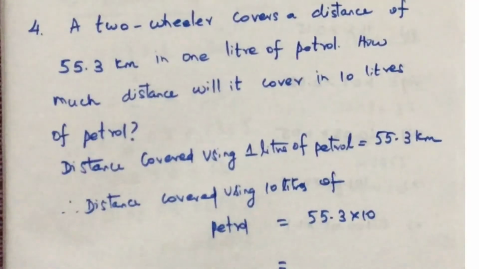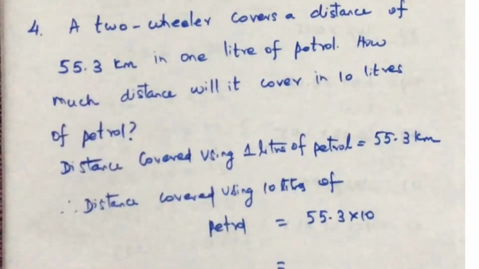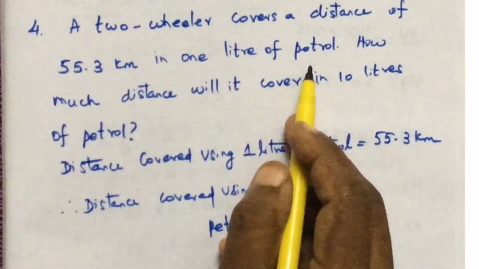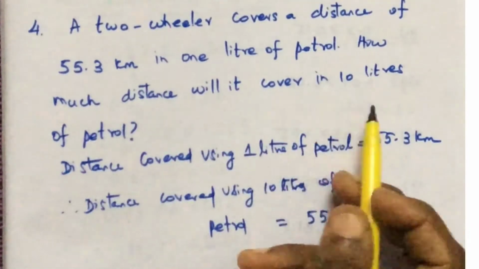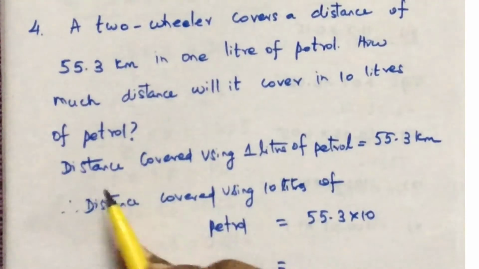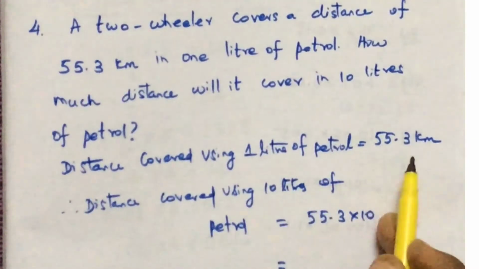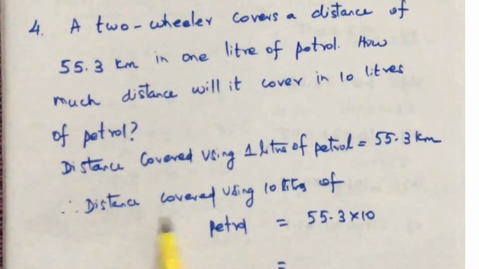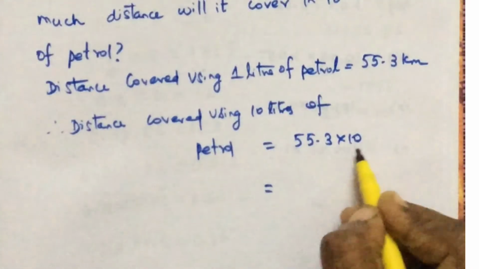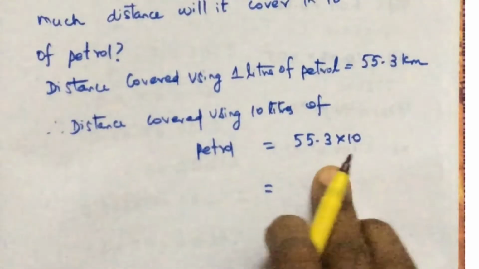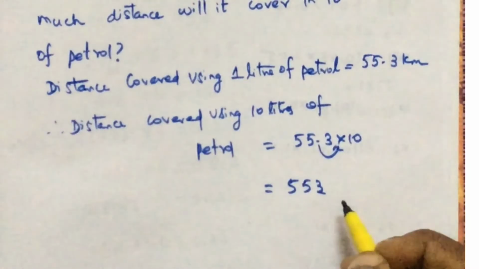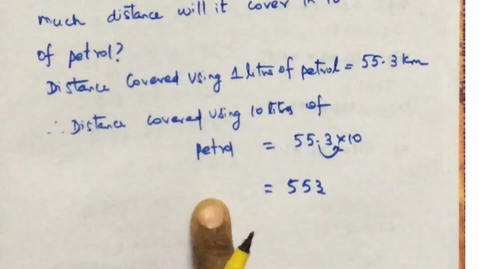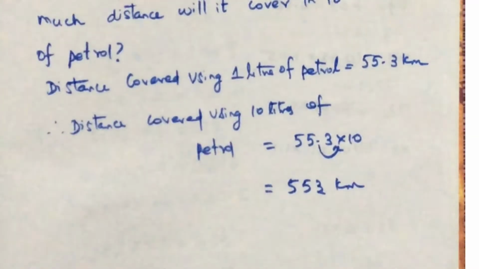Next problem is, a two-wheeler covers a distance of 55.3 kilometer in 1 liter of petrol. So with 1 liter of petrol, it can travel 55.3 kilometer. How much distance will it cover in 10 liters of petrol? It's very simple. Distance covered using 1 liter of petrol is 55.3. So to calculate the distance covered using 10 liters of petrol, you just have to multiply. Here you see, multiplied by 10, so you have to shift the point to the right, which gives 553. A point will come from here to here. So using 10 liters of petrol, it can cover 553 kilometer.